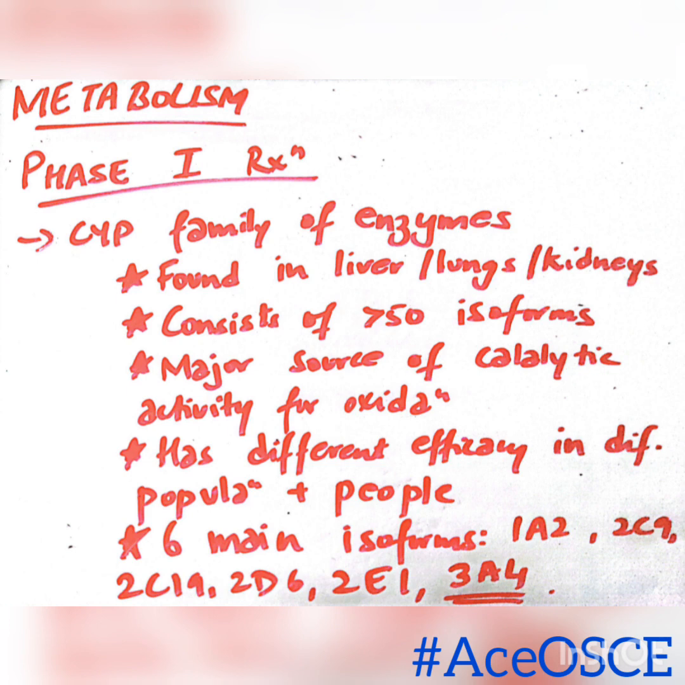It is the major source of catalytic activity for oxidation, which again, to remind you guys, is the most important or the most extensively used pathway in phase 1 reactions. And just to give you a little heads up, it has different efficacy in different populations of people. So when you study certain medications, you will realize that the cytochrome P450 or cytochromes in general may have different rates of metabolism or activity in different populations, especially some regions like Asian populations or American populations or African populations. So whenever you're reading about medications, do keep this in mind. The 6 main isoforms are listed here, the most important of which is 3A4.